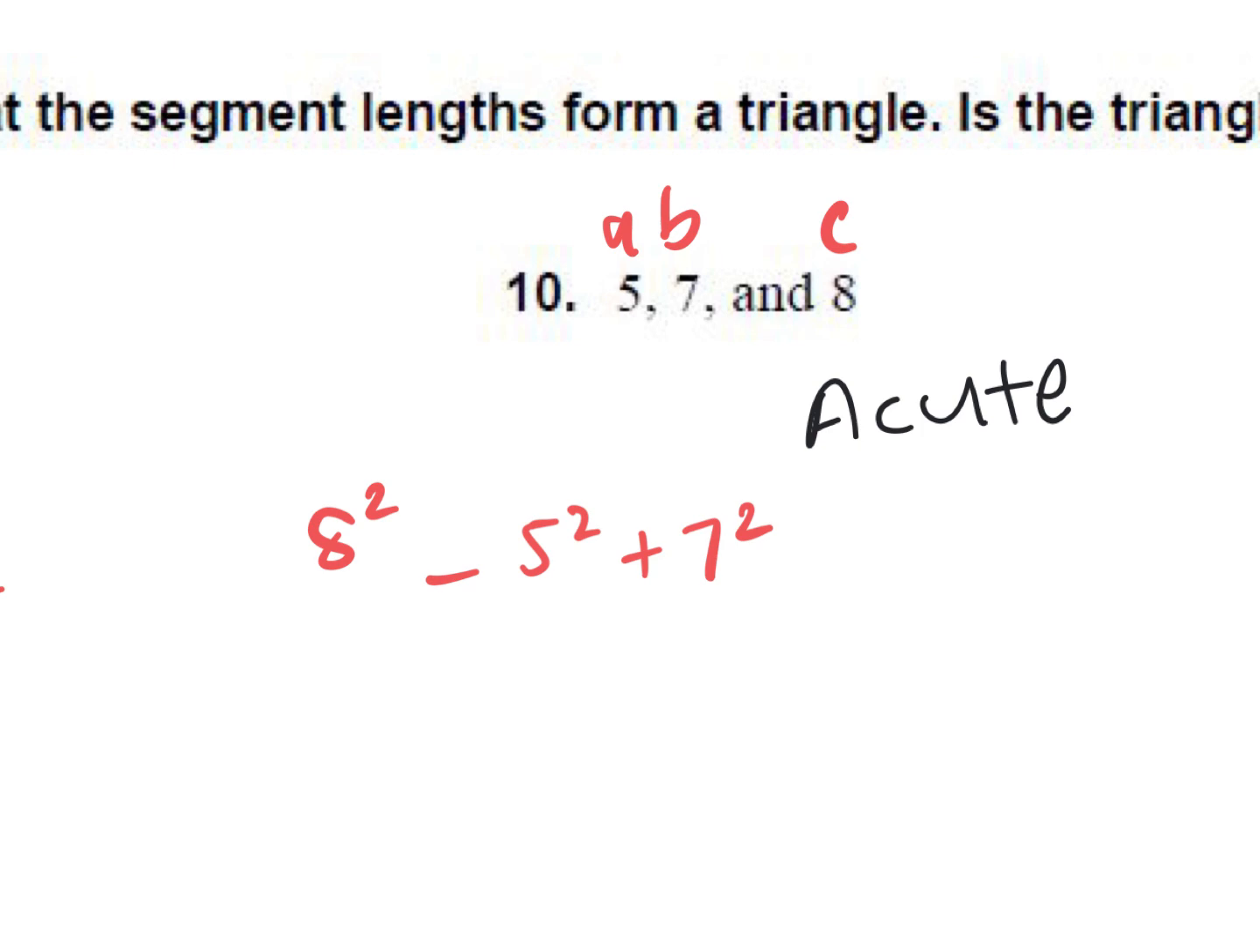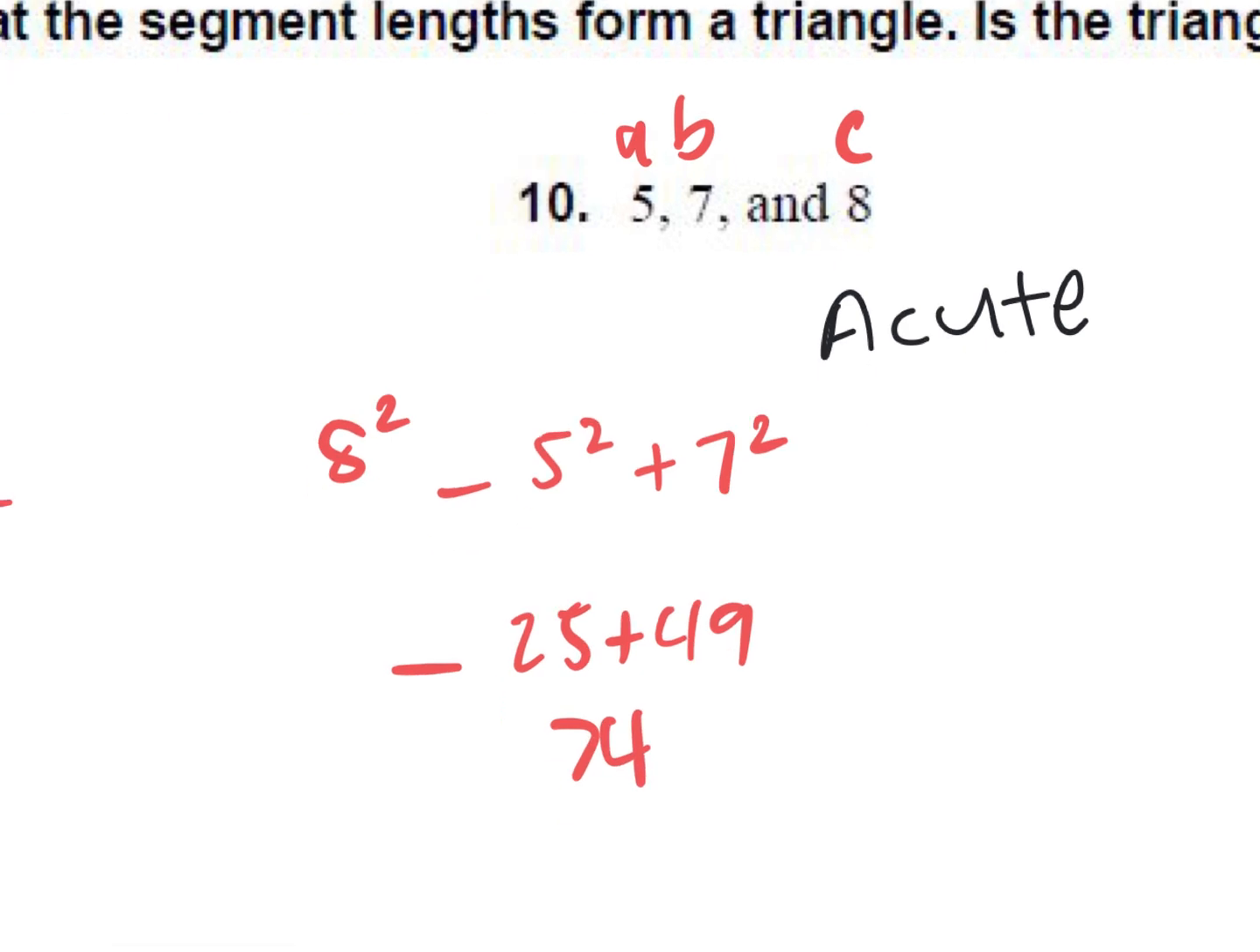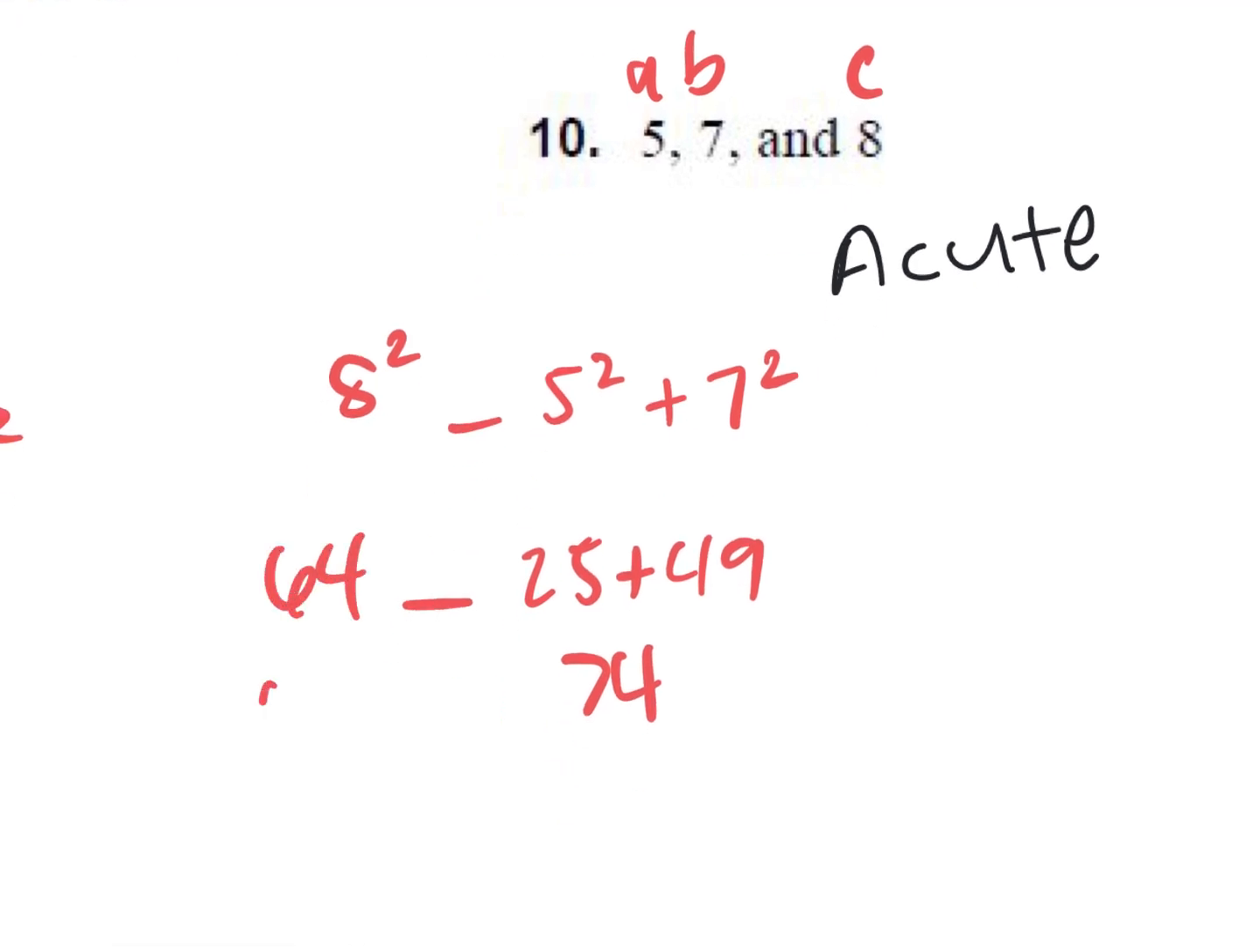We don't know that they're going to be equal. I would leave that blank for now. Okay? And then I squared 5 and 7, I got 25 plus 49, which is 74. But 8 squared is 64, which means 74 is greater than 64, so it's acute.